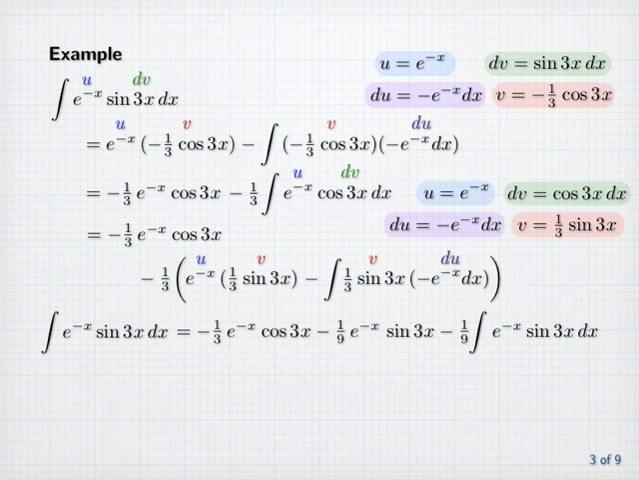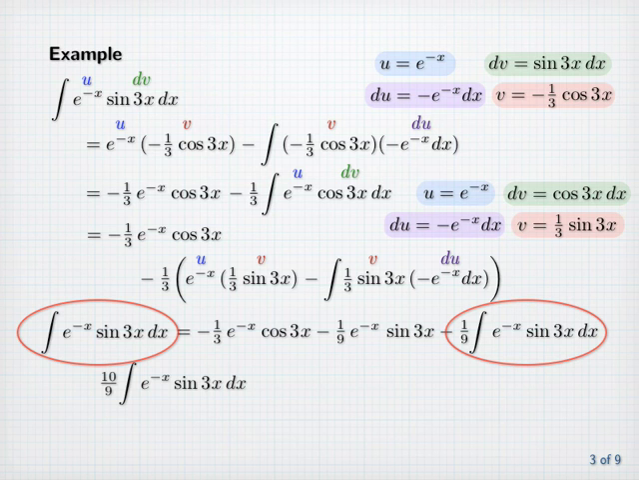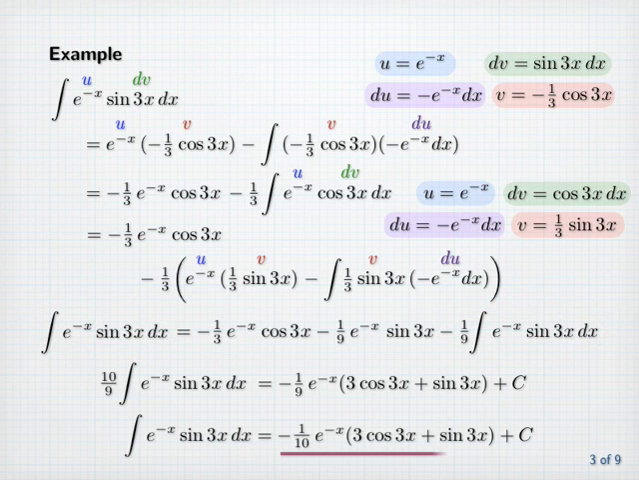Now notice that the integral on the right side is just a multiple of the integral that we're trying to find. Now let's add 1/9 of that integral to both sides, and we get 10/9 times the integral on the left, and a little factoring of the other two terms gives us minus 1/9 e to the minus x times 3 cosine 3x plus sine 3x, and we need to add our plus c to the right-hand side at this point. So now we've computed 10/9 of the integral we're looking for. So let's multiply through by 9/10, and we have that our integral is minus 1/10 e to the minus x times 3 times cosine 3x plus sine 3x plus c.